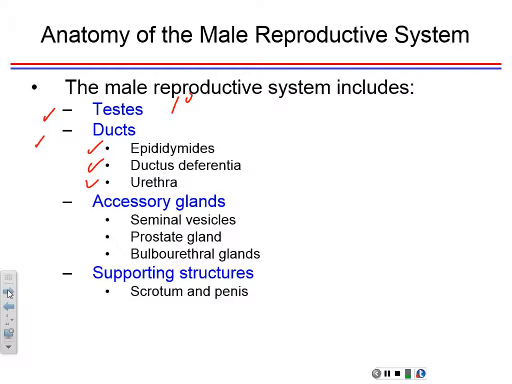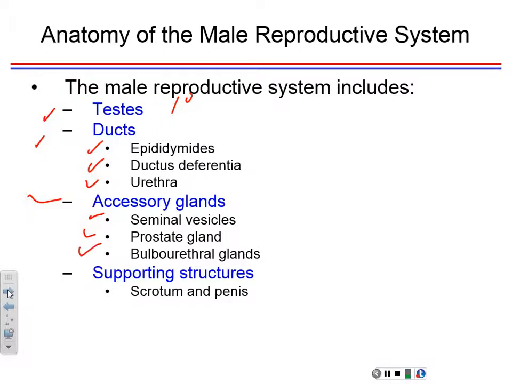All right? And then accessory glands: the seminal vesicle, located posterior to the bladder and sort of on the inferior part of the bladder. And then the ducts feed into the ejaculatory duct. And then the prostate gland. The prostate gland is kind of a walnut-shaped, donut-shaped organ that literally surrounds the urethra inferior to the bladder, okay?